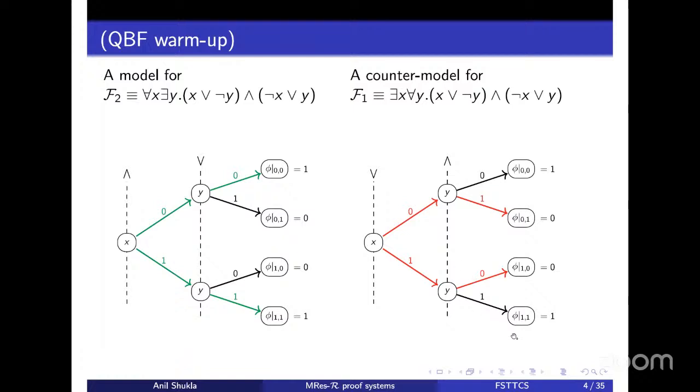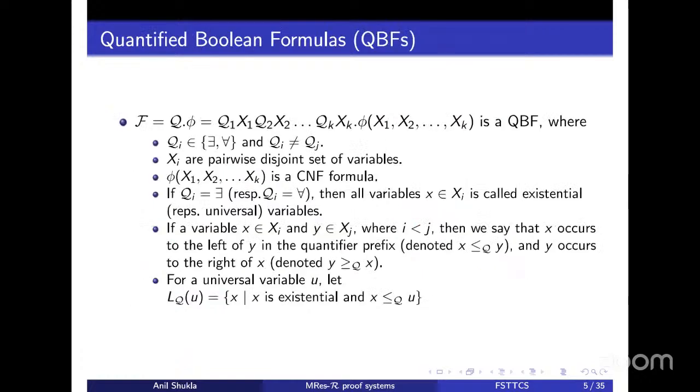So for QBF, some assignment tree is there, whereas for propositional logic an assignment is there. So this is maybe difficult. Let us fix a notation before going on. Our QBF will look like this: first a quantifier prefix and then a CNF formula. Each Qi is either exists or for all, the Xi are pairwise disjoint, and Qi is not equal to Qi plus 1.